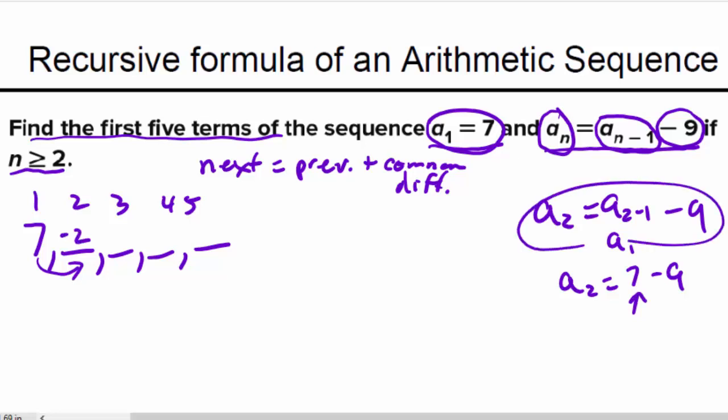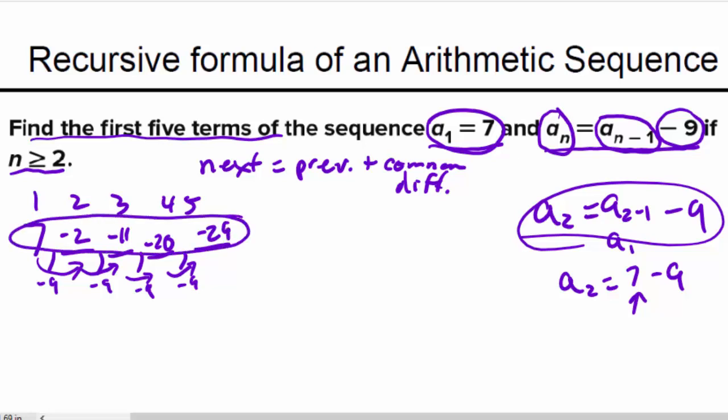Now, this is the actual formula, but we don't usually use that formula that way to calculate these, because all we do is subtract 9 to get the next term. To go to the next term, we subtract 9, we get negative 11. Then we subtract 9, and we get negative 20. And then we subtract 9 again, and we get negative 29. And then this is our first 5 terms of the sequence.